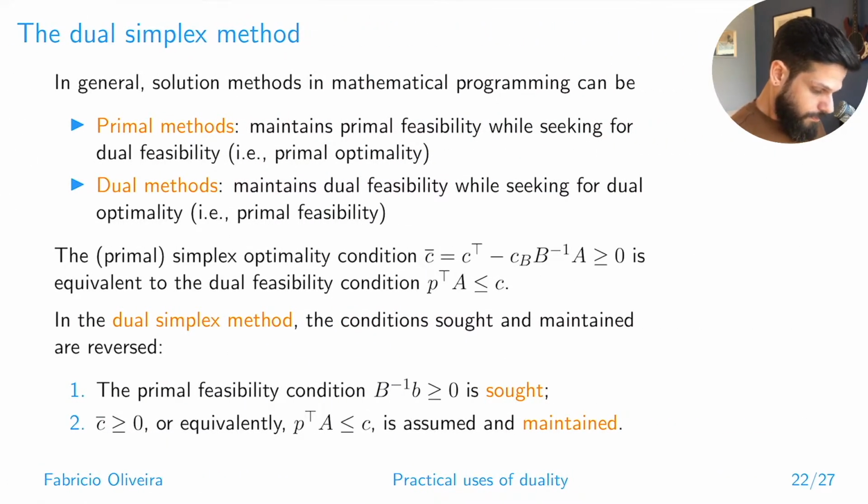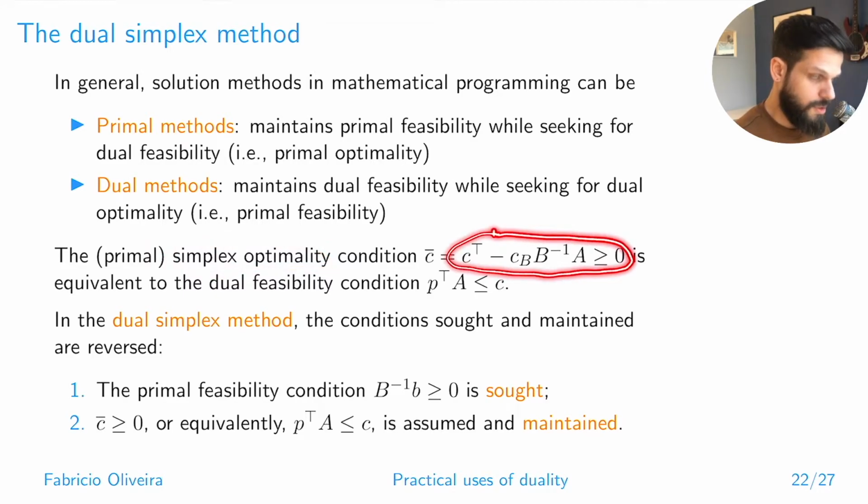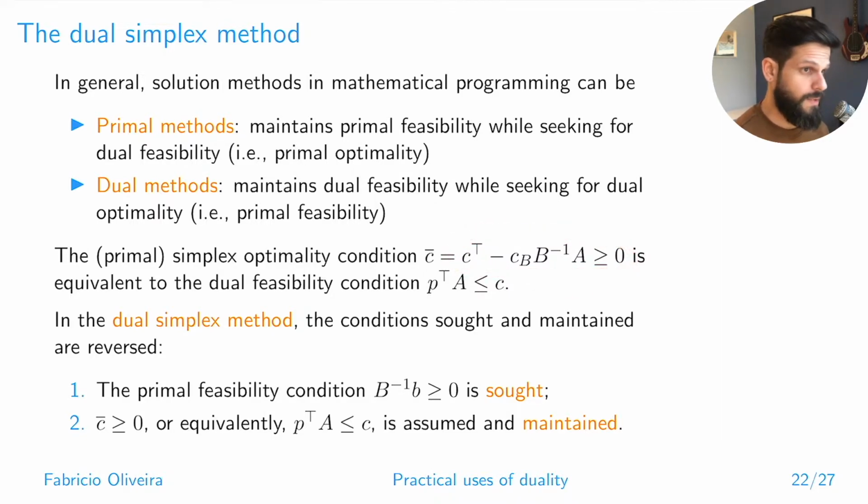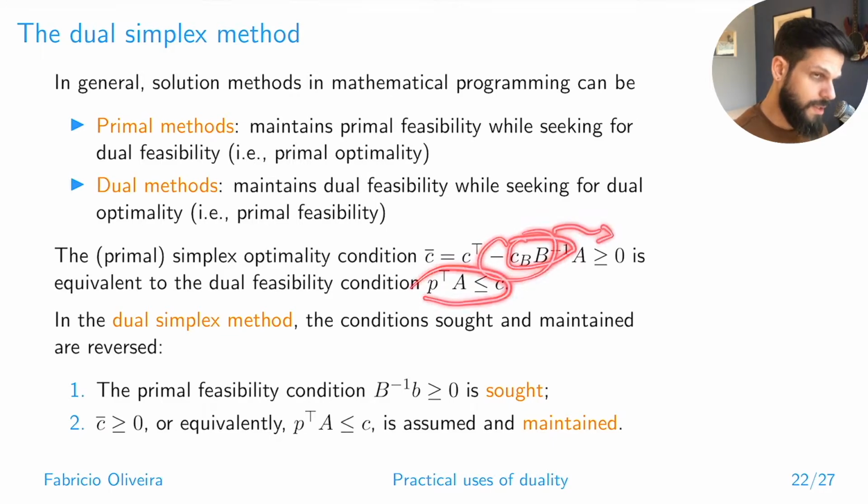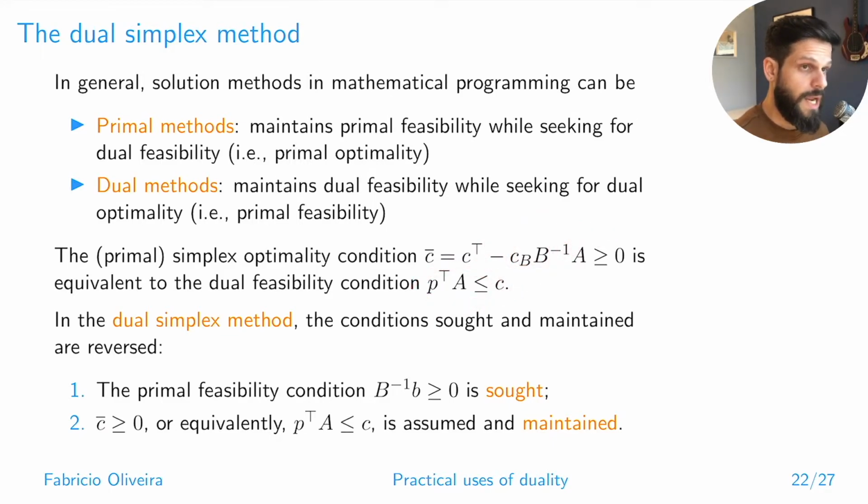Like we said, the simplex method optimality condition, which is given by whenever your reduced costs are non-negative, can now be readily understood as a dual feasibility condition. We know that this is our vector P. If we move this to the other side, you get exactly the dual feasibility condition that you would have when you take your primal problem in that canonical form we defined and derive its dual.